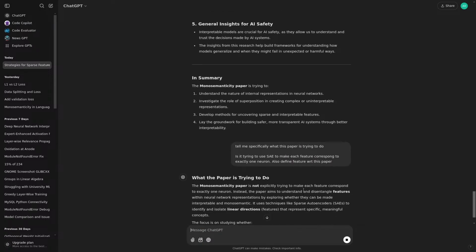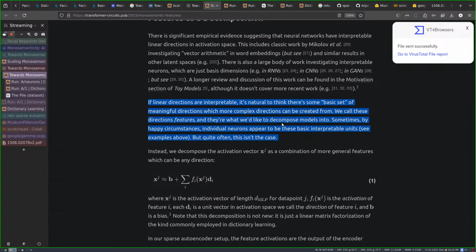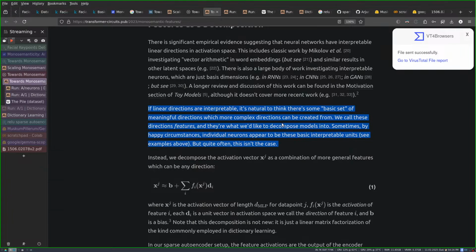They are not explicitly trying to make each feature correspond exactly to one neuron. Instead, the paper aims to understand and disentangle features within neural network representation by exploring whether they can be made interpretable and monosemantic. It uses techniques like SAEs to isolate linear directions that represent specific meaningful concepts. Honestly, I don't understand. And that's fine.